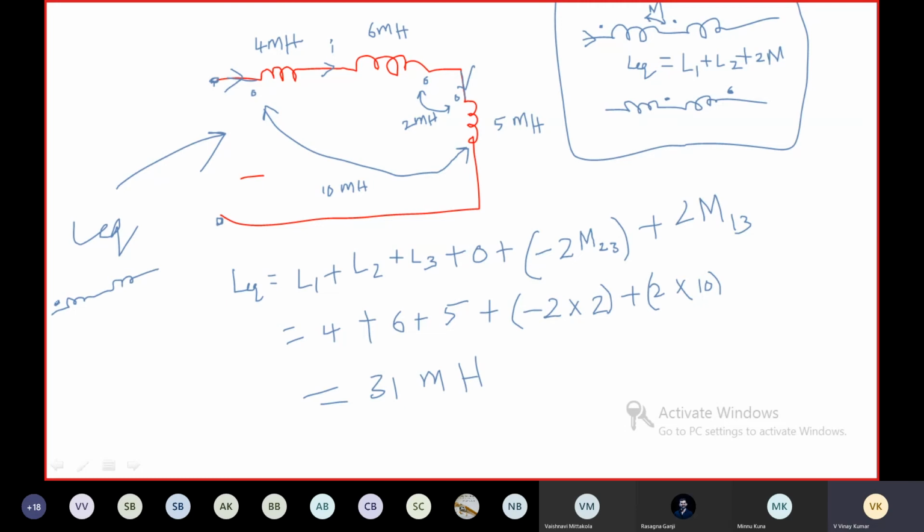Here current is entering the dot terminal, leaving the dot terminal. Here current is leaving the dot terminal, entering the dot terminal. This connection is called a series opposing connection. Means L equivalent is equal to L1 plus L2 minus 2M.